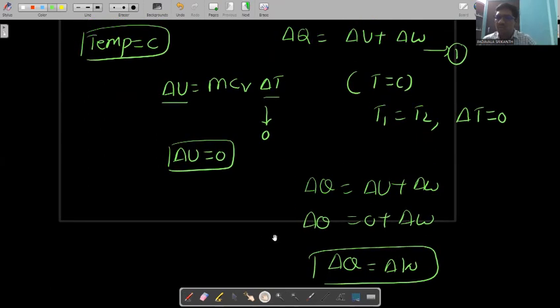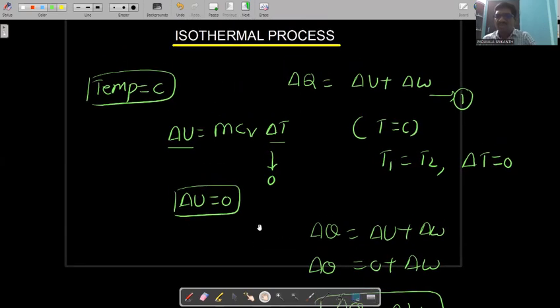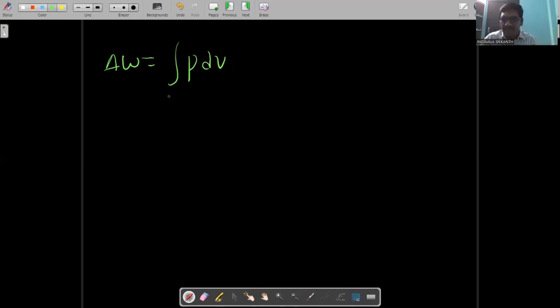Now, I want to bring out the relationship for work done in this process. Let us see how we can derive the work done. Generally for any process, the formula for work done is the integration of P dV, or P into change in volume, and we write the limits as V1 to V2. Now here we have P and V, but in this process, temperature is remaining constant.